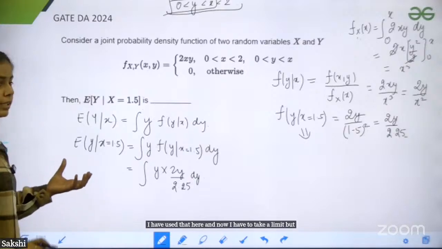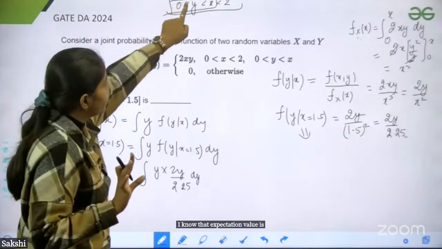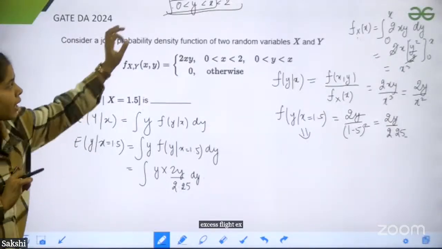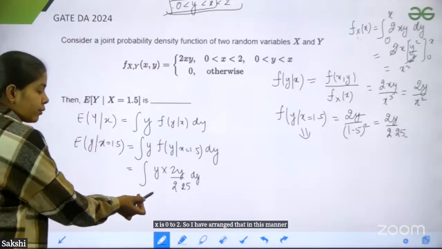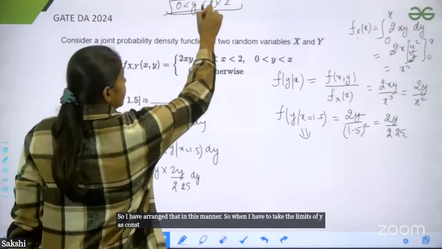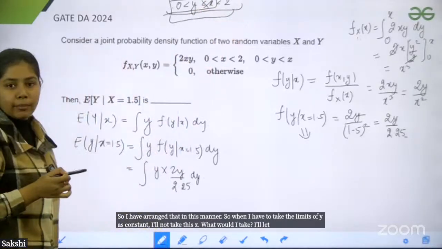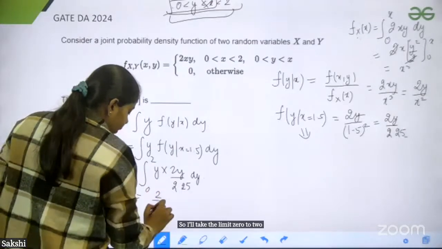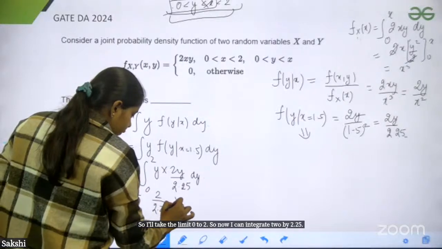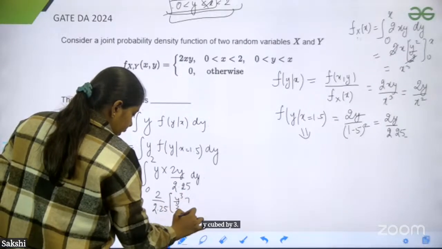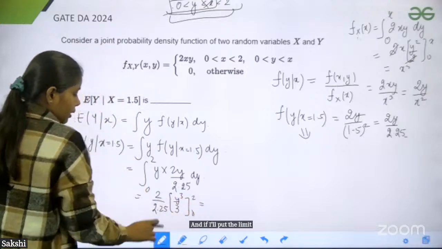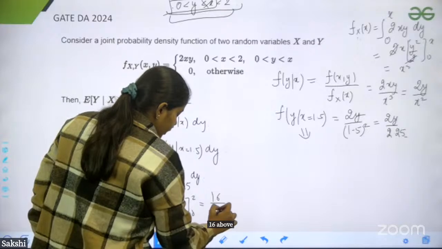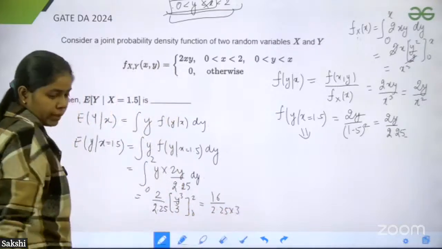But I know that the expectation value is constant. I told you that y limit goes from 0 to x, and then x is 0 to 2, so I have arranged that in this manner. When I have to take the limits of y as constant, I'll not take this x. I'll take the limit y from 0 to 2. So now I can integrate 2 by 2.25 y cube by 3, and if I put the limit, that would become 2 twos are 4, twos are 8, twos are 16 upon 0.25 into 3. Now you can convert it into decimal.